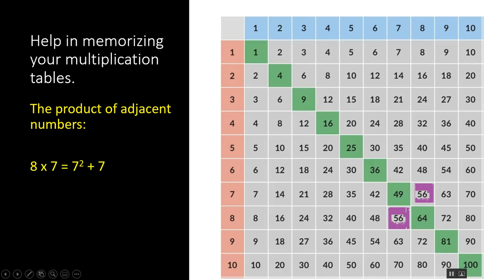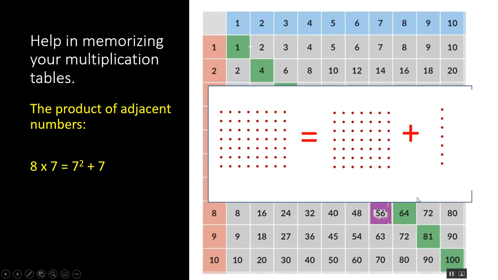The ones adjacent to that diagonal, we can also figure those out, like 8 times 7. We could look that up, it's 56. But if you don't have a calculator handy, you just remember that 7 times 7 is 49, and another 7. 7 times 7, or 7 squared, plus 7 is 56. So right here we have an array that's 7 tall, 8 long, 7 times 8. Or we have 7 times 7 plus another group of 7. And that is indeed 56.